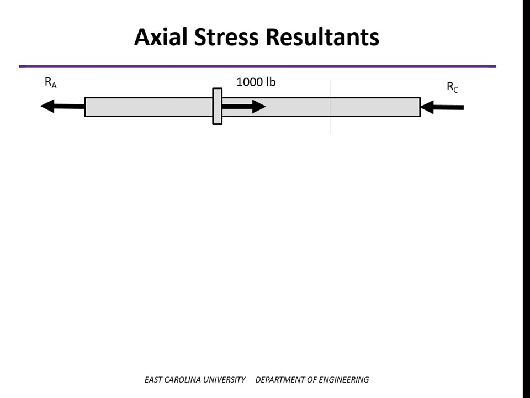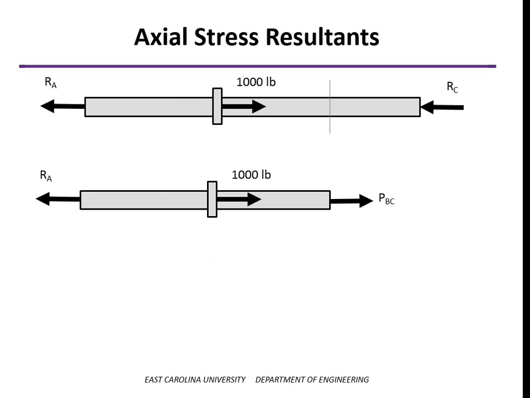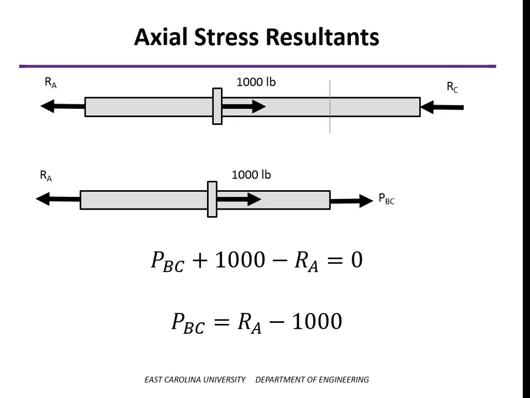And so we see that if we make a cut between B and C and look at the equilibrium of that cut segment, then the axial force PBC, which I always draw as though it were tension and let the sign take care of itself, is going to be Ra minus 1,000. If we expect the reaction forces to share that 1,000 pounds, then Ra is going to be less than 1,000. So PBC is going to be in compression.